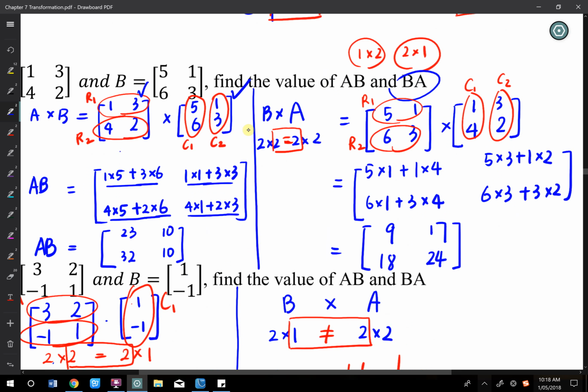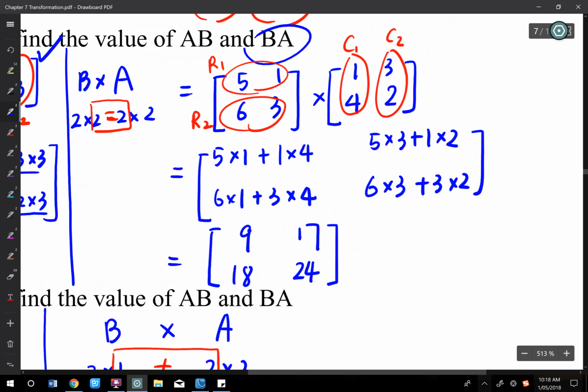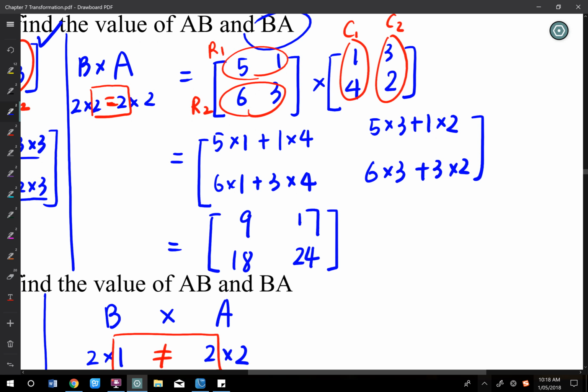Okay, for example 3 part 1, we missed B times A. We check B times A. We can multiply them together because the middle two numbers are 2 and 2. If you do row 1, column 1, row 2, column 2, row 1, column 2, and row 2, column 1, we can find the 2 times 2 matrix, and we have the answer 9, 17, 18, and 24. If you have a different answer, please let me know. Maybe I made some wrong calculations here. Okay, that's the first one, B times A.